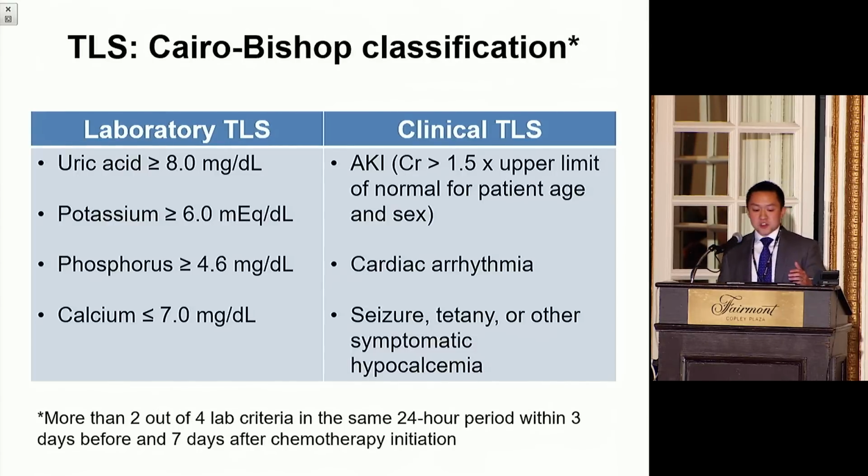Now, the diagnosis of TLS can be established using the Cairo-Bishop classification, which makes the diagnosis on the basis of both lab and clinical findings. So the lab findings of TLS include hyperuricemia, hyperkalemia, hyperphosphatemia, and hypocalcemia. And you have to have 2 of these 4 criteria in a 24-hour period, either 3 days before up until 7 days after chemo. The clinical criteria include the development of AKI, cardiac arrhythmias, or other symptoms of hypocalcemia.